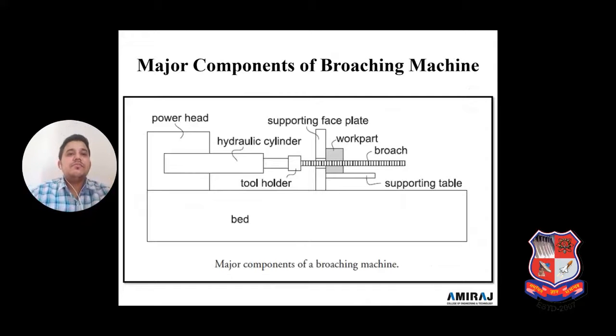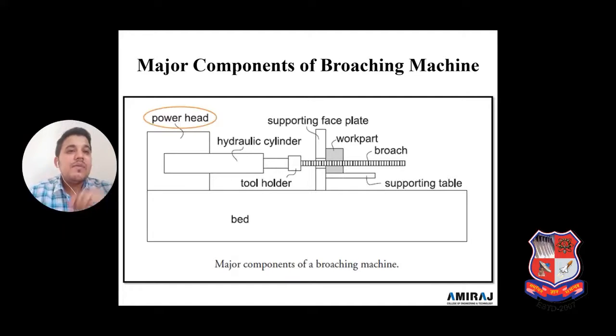Let's start with the major components of the broaching machine. So this is one kind of horizontal. When we say horizontal, there is one word we have to know, that it is a pull type, not a push type. For horizontal it is a pull type, for vertical it is a push type. Okay, let's start with the power head.